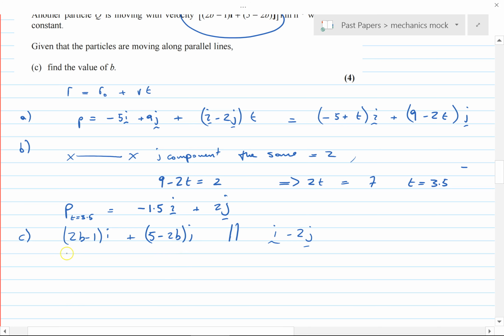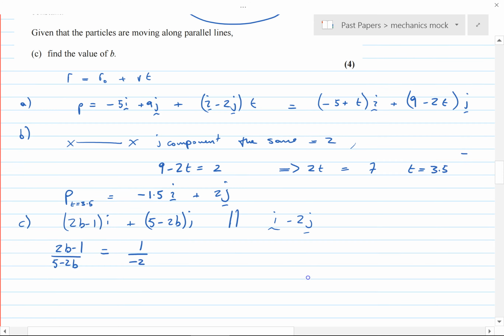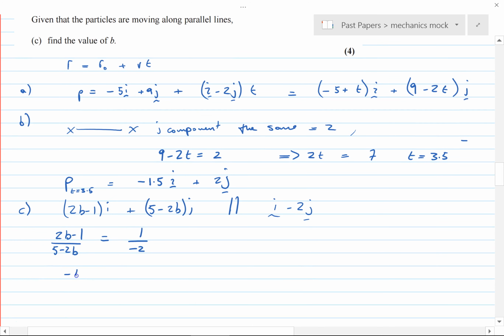So if I divide the i by the j on both of them, they should be the same, because if they're parallel, they've got to be in the same ratio. (2b minus 1) over (5 minus 2b) is equal to 1 over minus 2. If I multiply that out, minus 4b plus 2 is equal to 5 minus 2b, which gives me 2b equals 3, so b equals 3 over 2. Okay, so not too bad a question. That's question 4. Let's have a look at question 5.